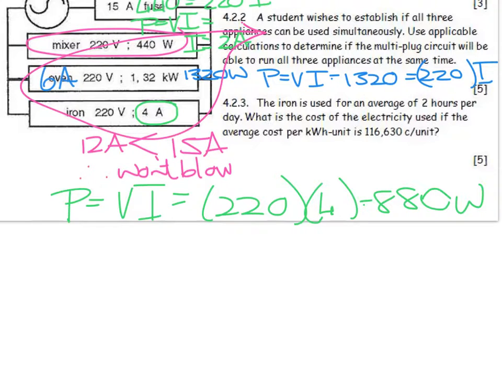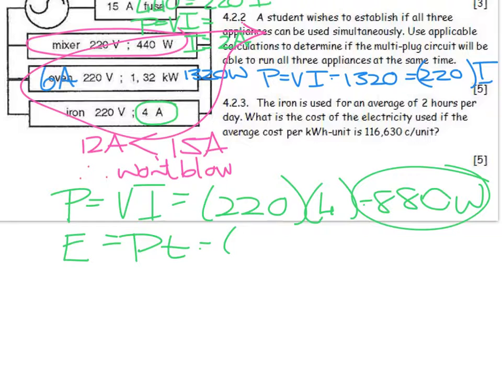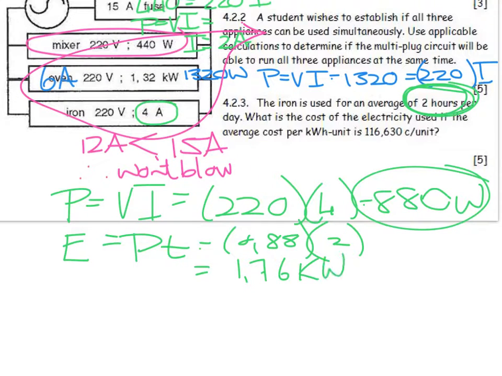Then I am saying that the energy used is equal to power times time. The power, I'm going to change the watts into kilowatts, 0,88. The time is, it's used for 2 hours per day, times 2, equals 1,76 kilowatt hours each day.